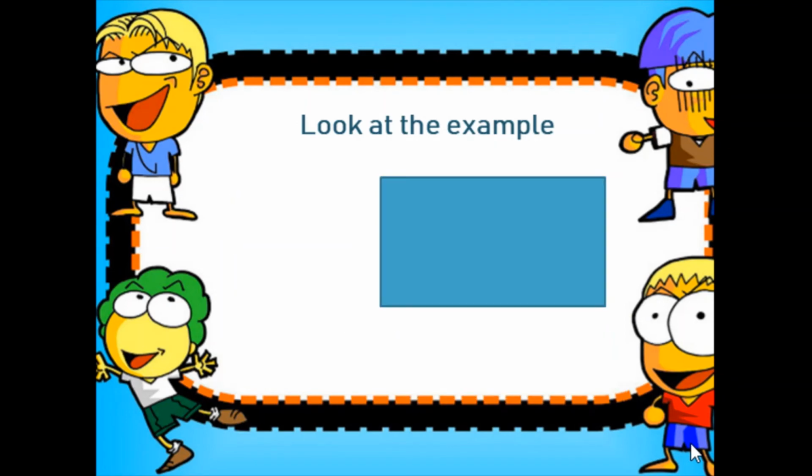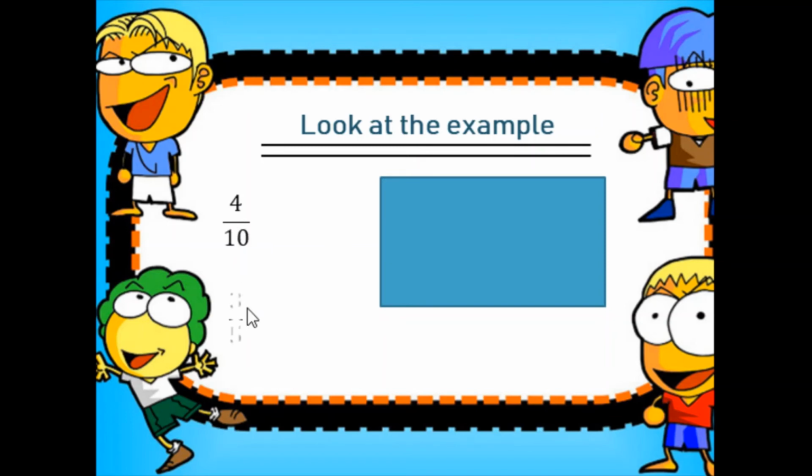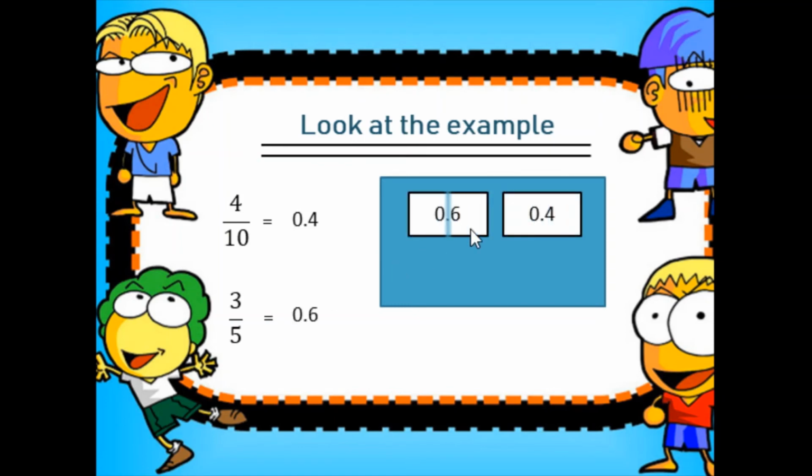Okay, next. Supposing we have 4 tenths and 3 fifths. We change to decimal, 0.4. We change to decimal, it's 0.6. Write both decimals here. What symbol are we going to use? Okay, very good. You use greater than.